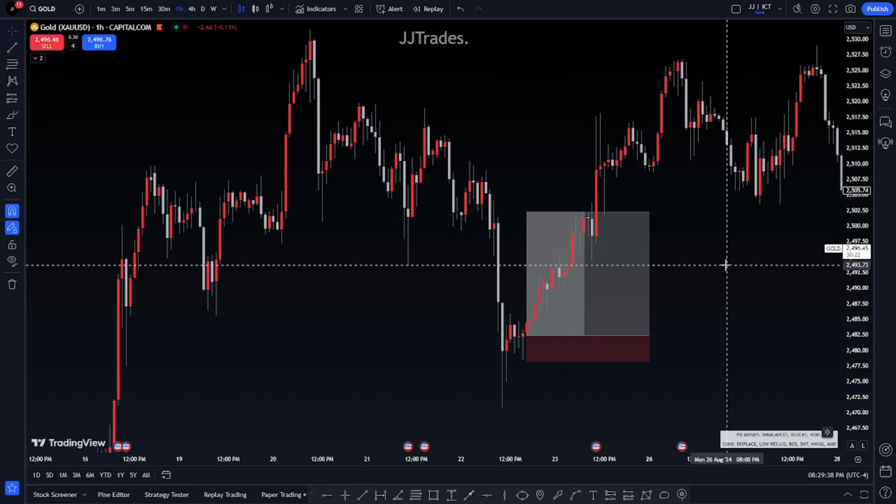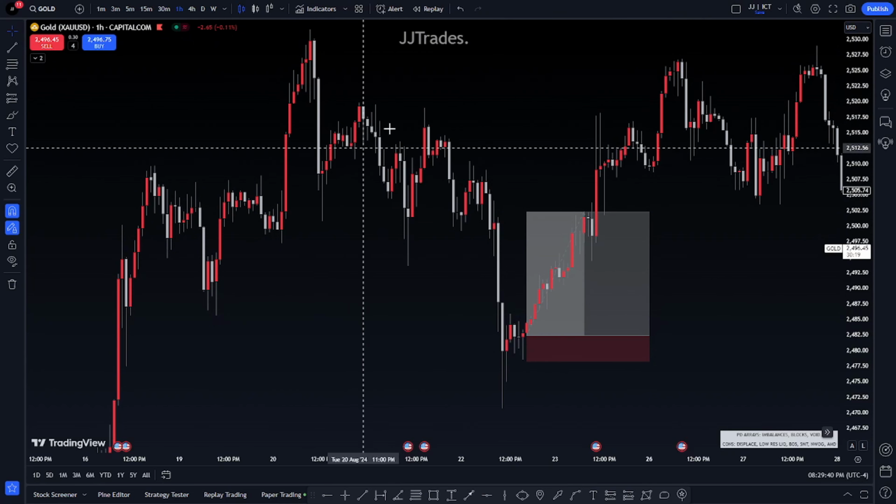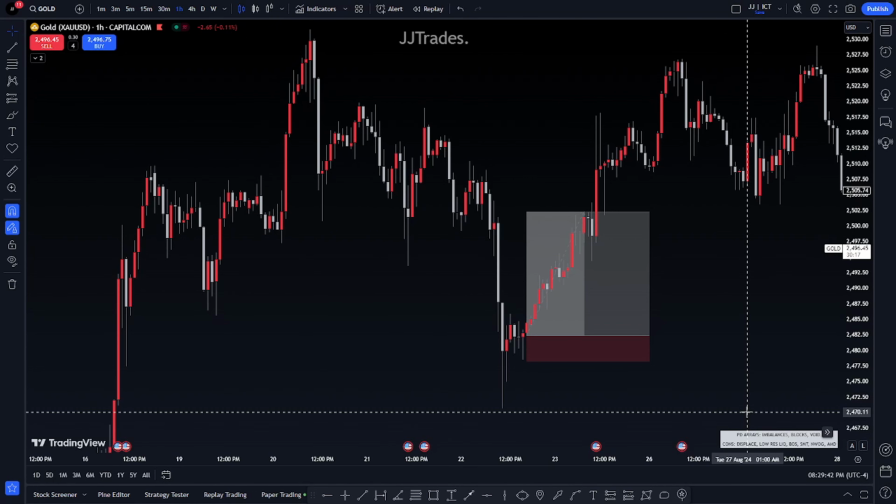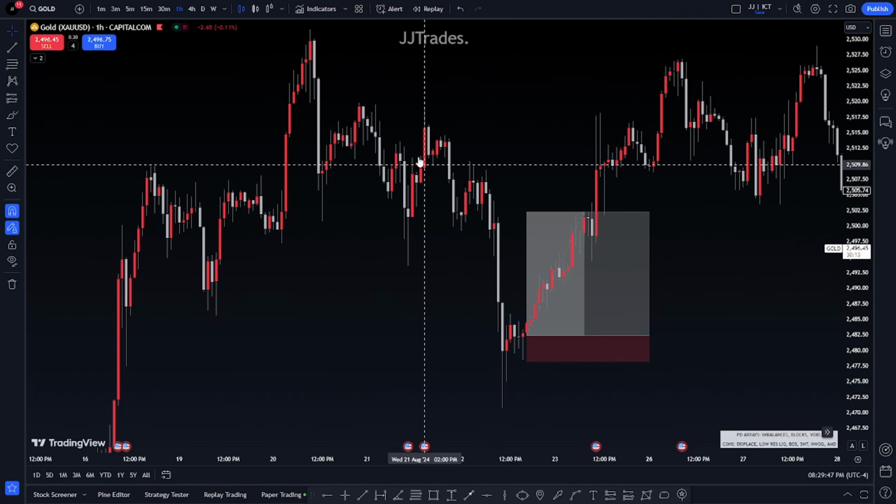Can you? Let's see if you can find it. It's over here in this vicinity. Let's see if you can find it. It's right there. Right there.